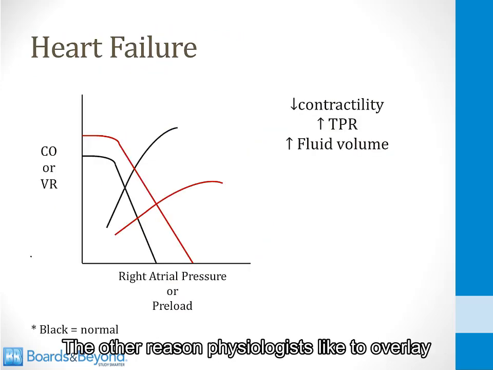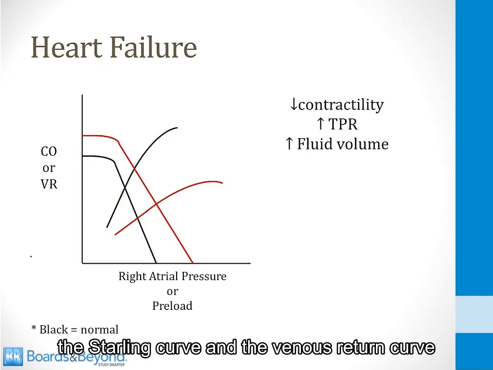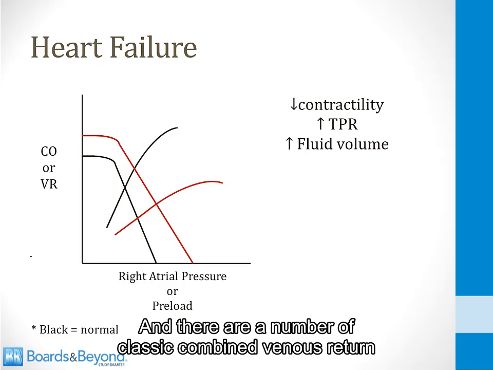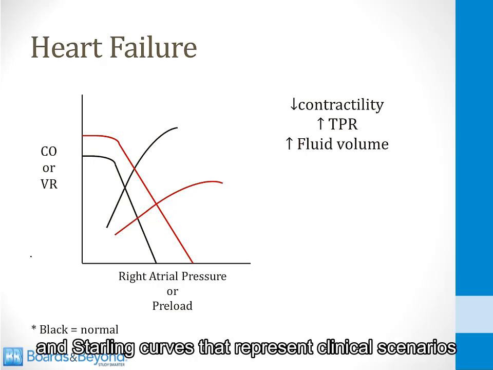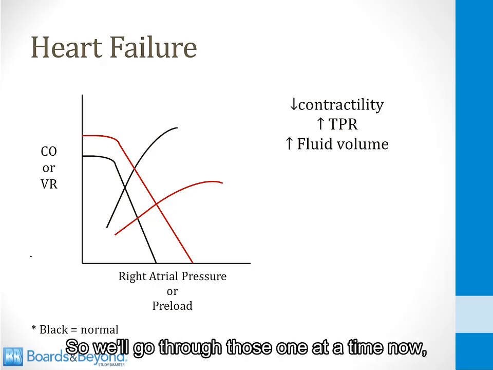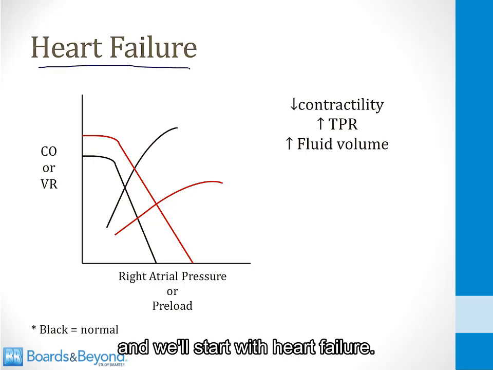The other reason physiologists like to overlay the Starling curve and the venous return curve is because when you do this, you can show all the changes that occur in certain clinical scenarios. And there are a number of classic combined venous return and Starling curves that represent clinical scenarios that you need to know as a medical student. So we'll go through those one at a time now, and we'll start with heart failure.